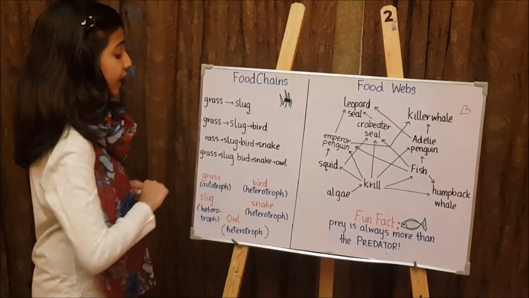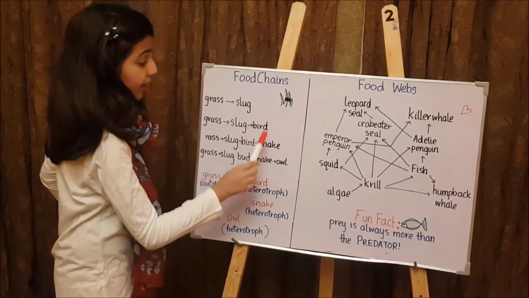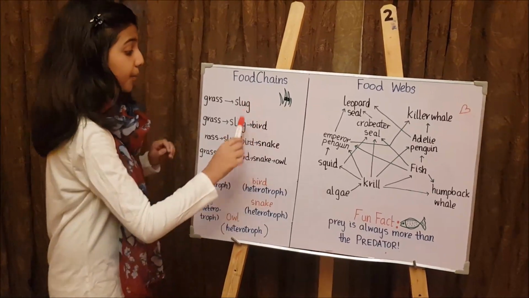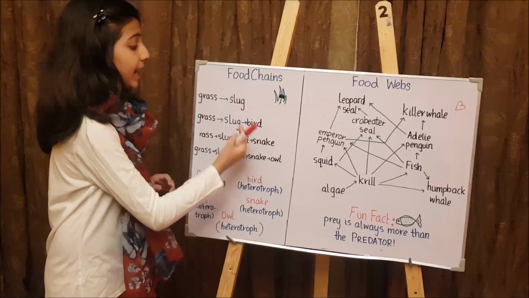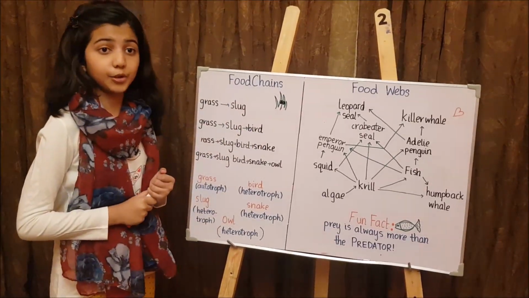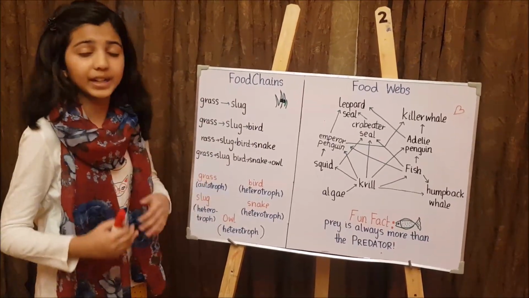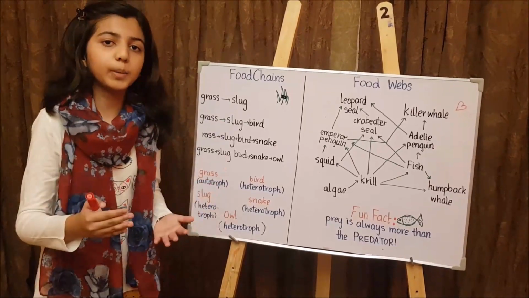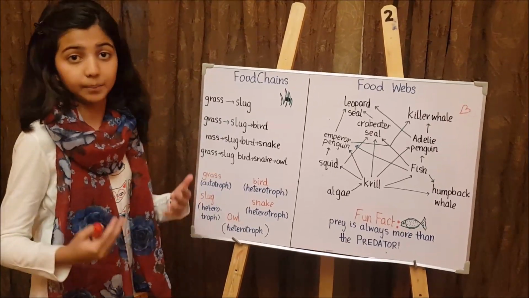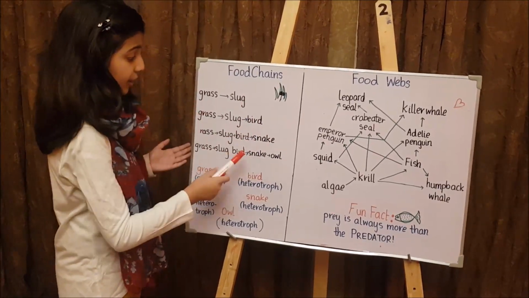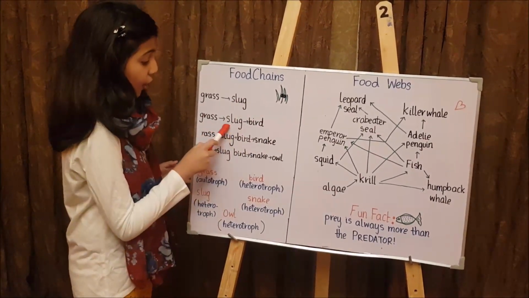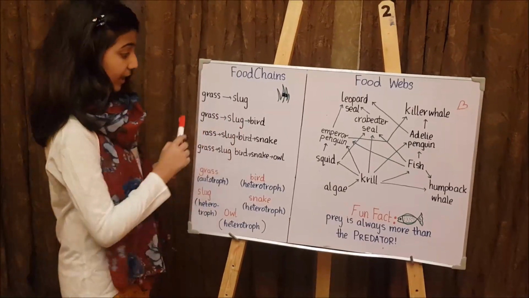Let's move on to the second food chain, in which I have added another organism, which is the bird. The bird in this food chain is also a heterotroph called a secondary consumer, and it is usually an omnivore or a carnivore. It cannot be a herbivore because herbivores are the animals that only feed on plants. Now, the bird is dependent for energy on the slug, which was usually originated from the grass.